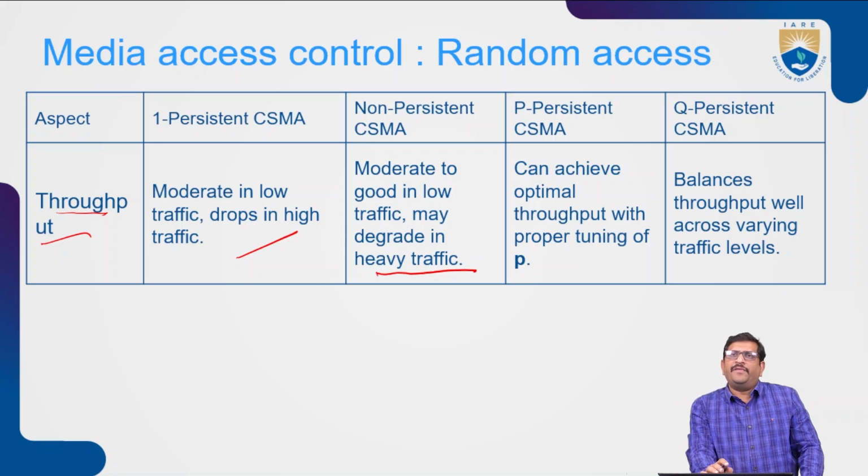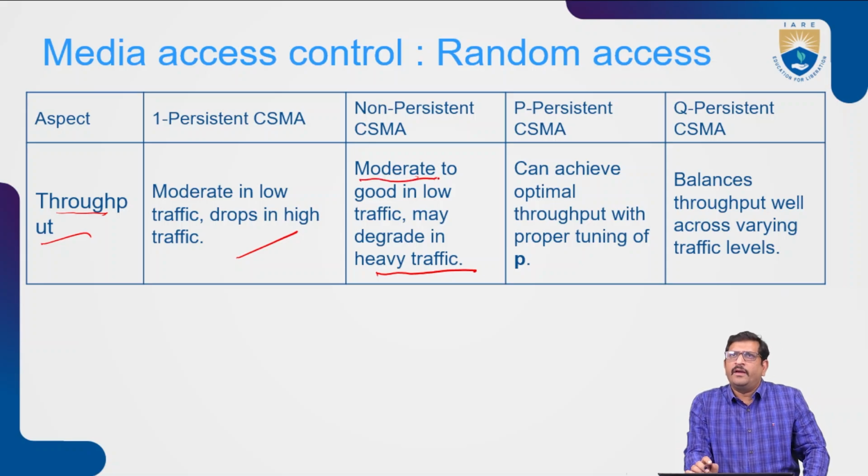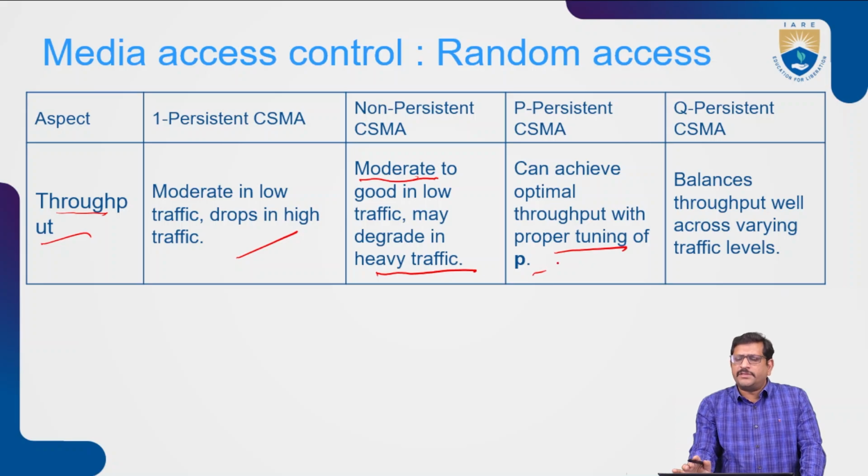But when the traffic is very low, the data transmission rate is moderate. So that is throughput: the data transmission rate per second. And p-persistent CSMA can achieve the optimal throughput with proper tuning of p. So this is p-persistent CSMA and q-persistent CSMA.